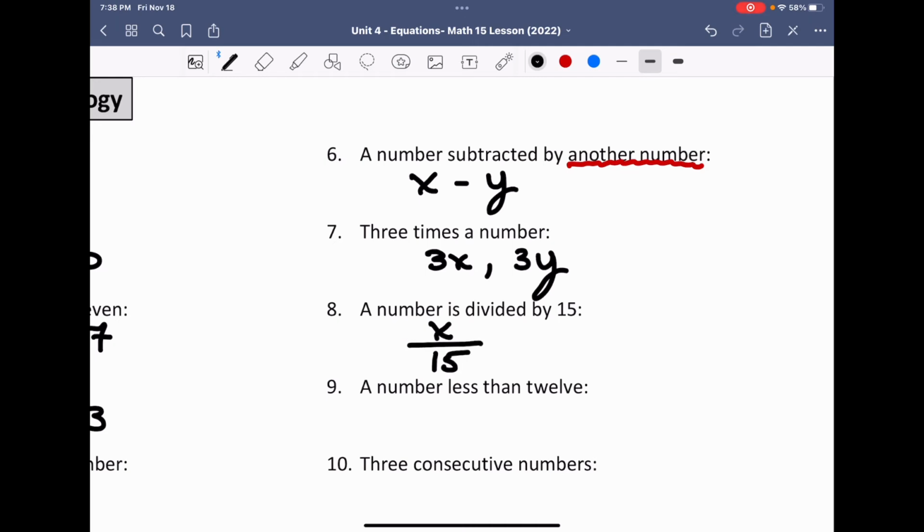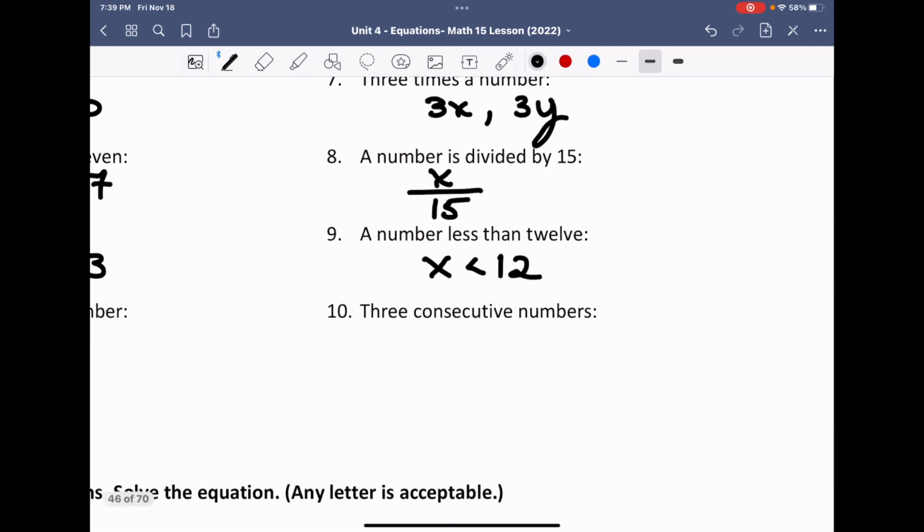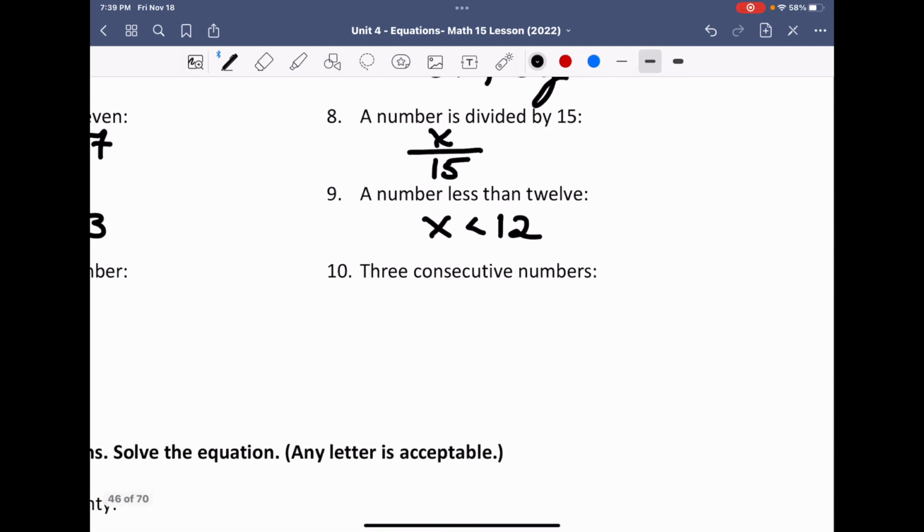A number is less than 12, or a number less than 12. If they ask for a number less than 12 like this, I'm thinking we need to use inequalities. Something less than 12. And then finally, this is probably the most difficult one, 3 consecutive numbers.